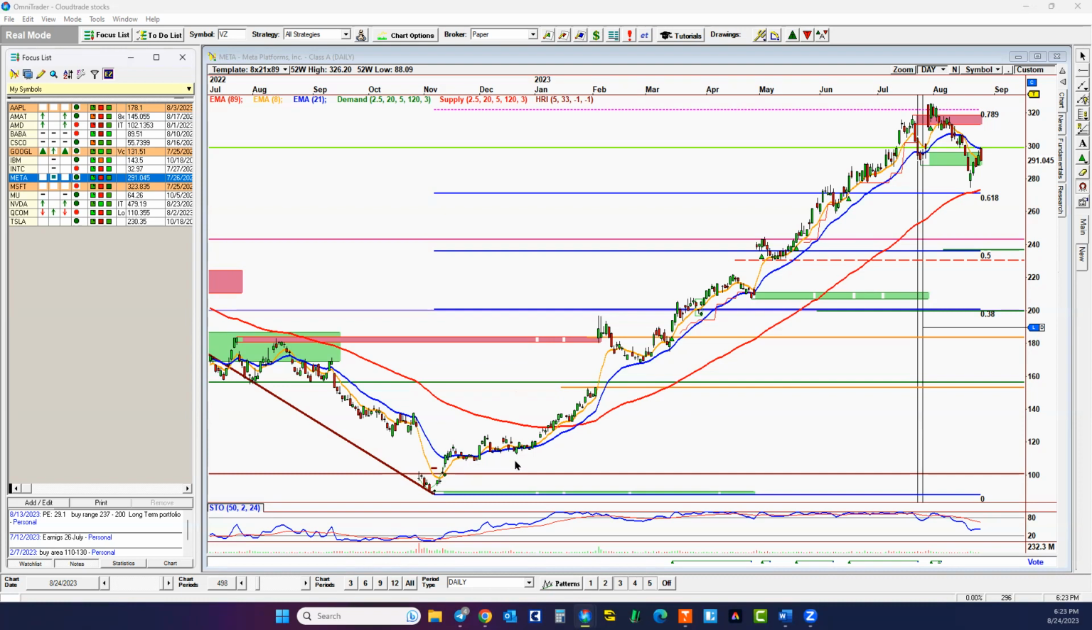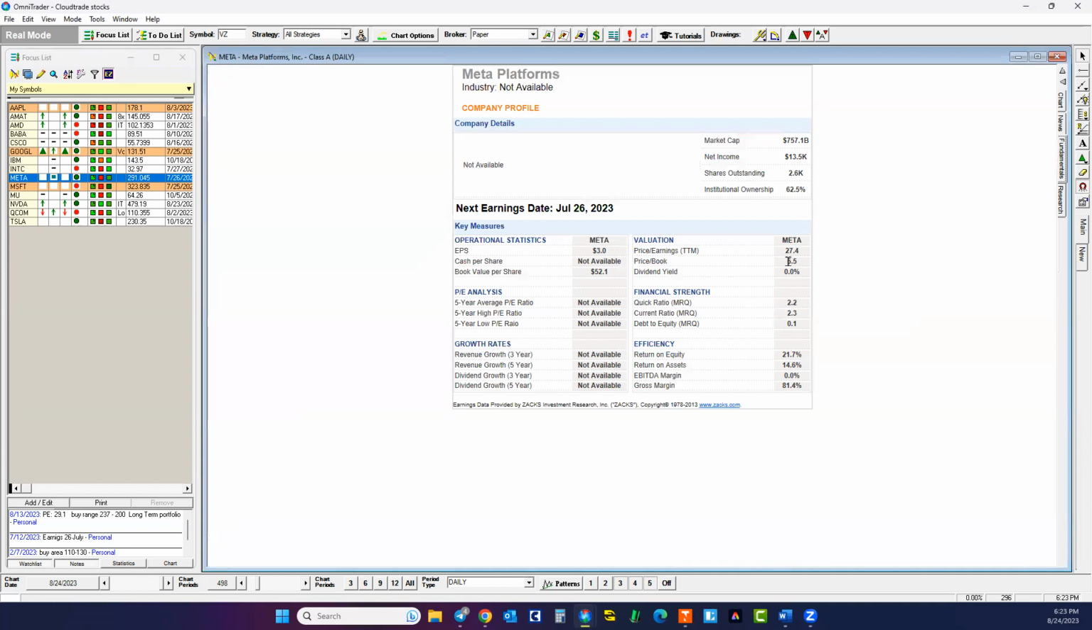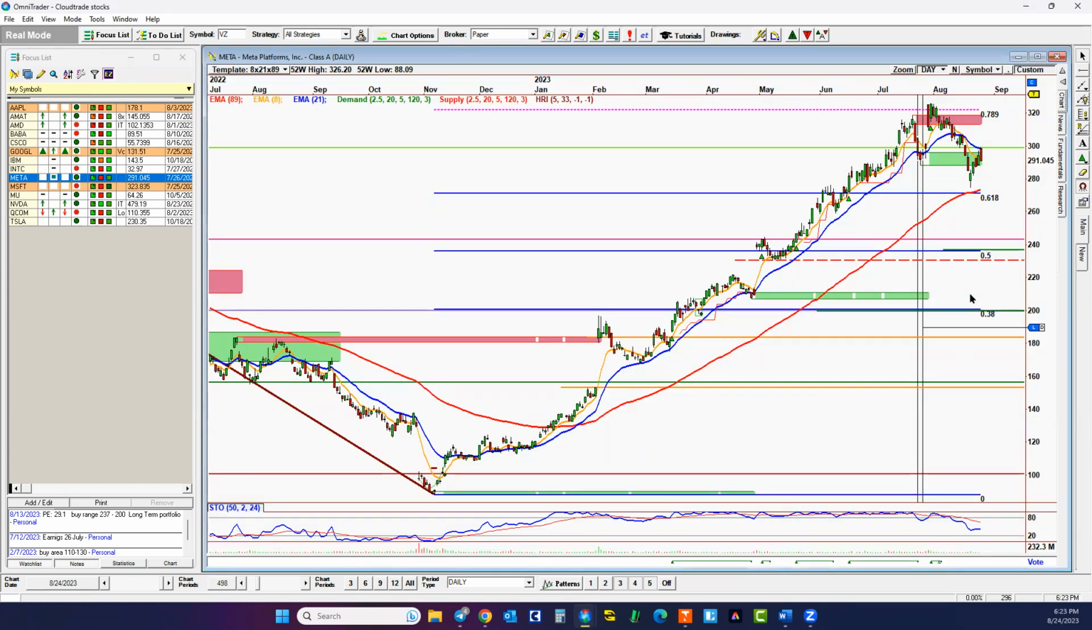And all one had to do in hindsight was the 8/21 crossover and just hold until it crossed down again. So at this point, I am looking for Meta to get back below 240. They're expensive again at 27 P/E. And down at 240, they'll be a little bit cheaper than they are now, about 20, 21, 22, somewhere there. Ultimately 200.